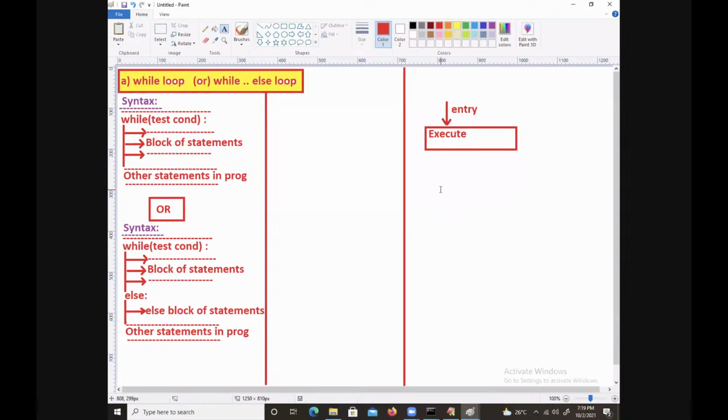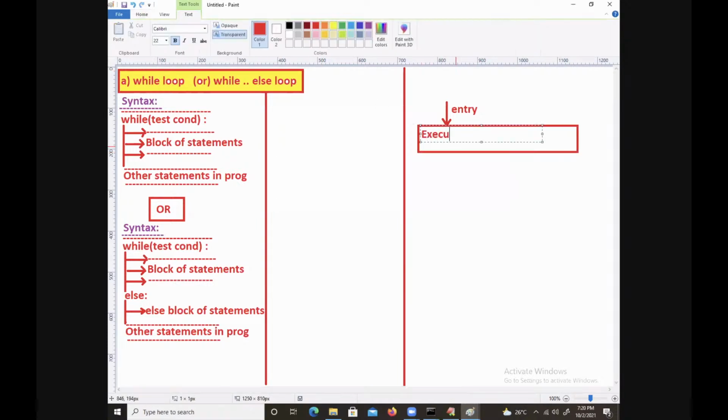The box is a little compact. I will take execute. What part? Initialization part. Execute initialization part.